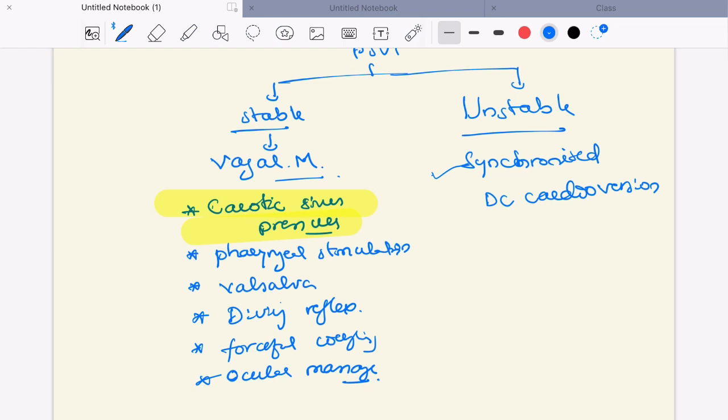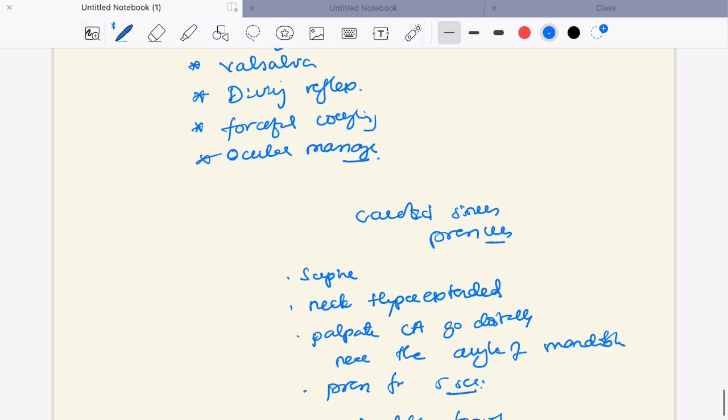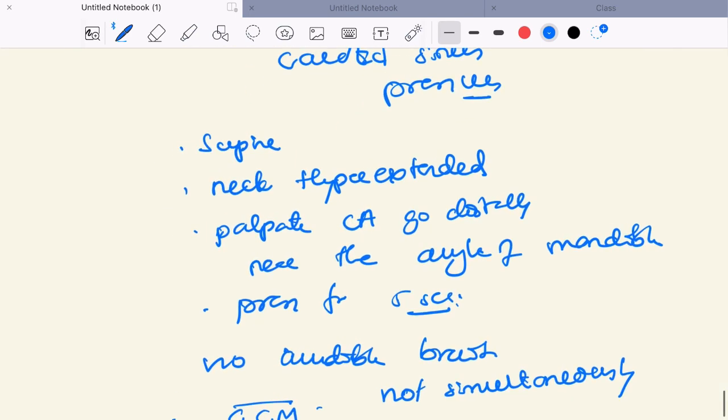So what are these vagal maneuvers? We can do carotid sinus pressure, pharyngeal stimulation, Valsalva maneuver, diving reflex, forceful coughing, and ocular pressure. Most commonly done is carotid sinus pressure. How is it done? Carotid sinus pressure is done when the patient is in supine position and the neck is hyperextended. You have to palpate the carotid artery and go as distally as possible near the angle of the mandible. There you feel for the carotid artery and press it for 5 seconds, not more than 5 seconds.